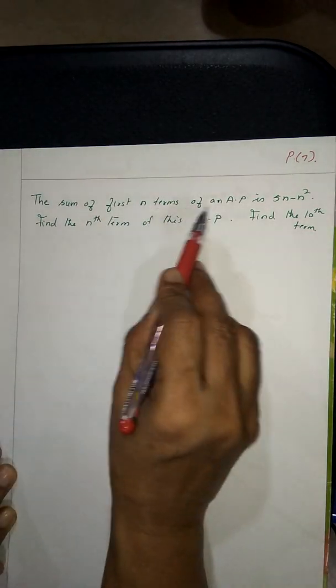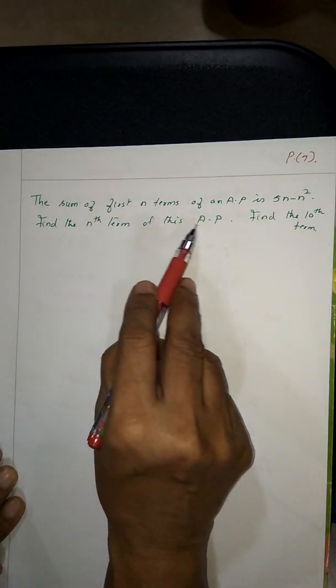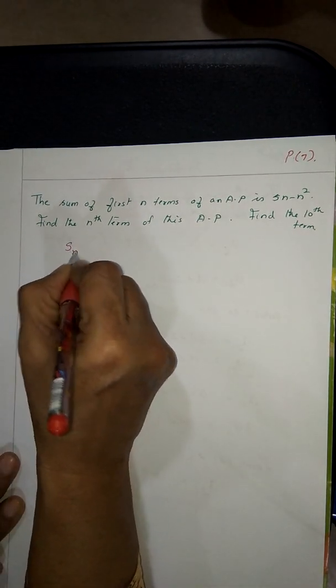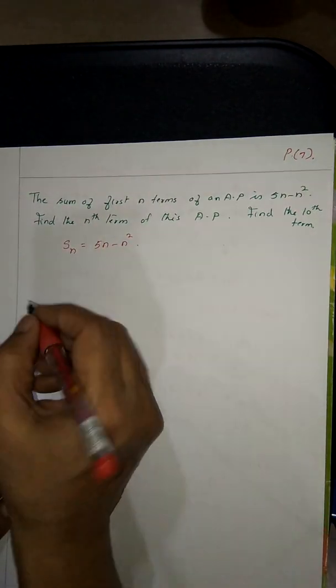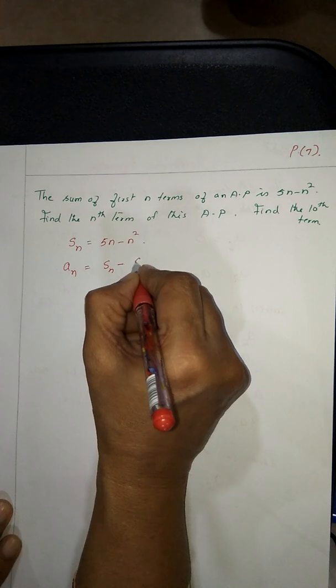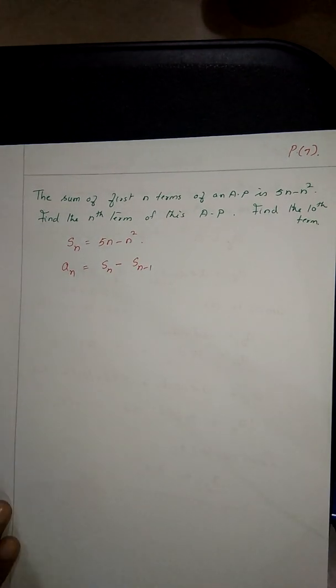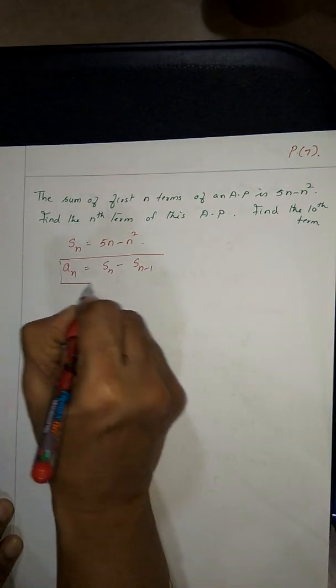The sum of the first n terms of an AP is 5n minus n squared. Find the nth term of this AP and find the 10th term. So it's given Sn is equal to 5n minus n squared. Now we have to find the nth term. An is equal to Sn minus Sn minus 1. So this is a formula which you have to learn.